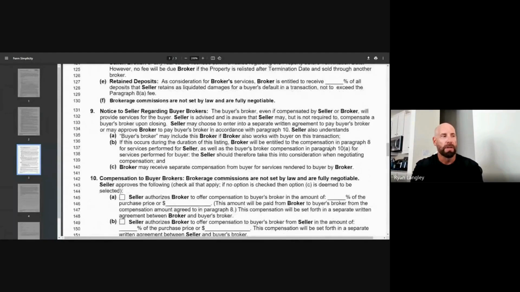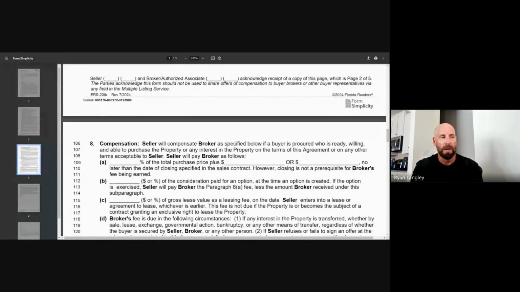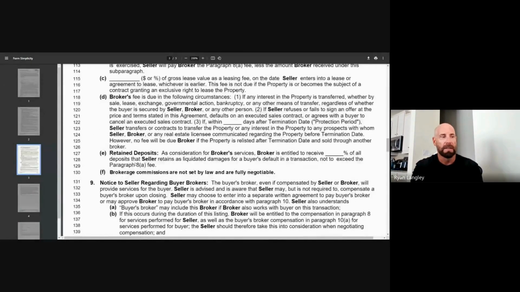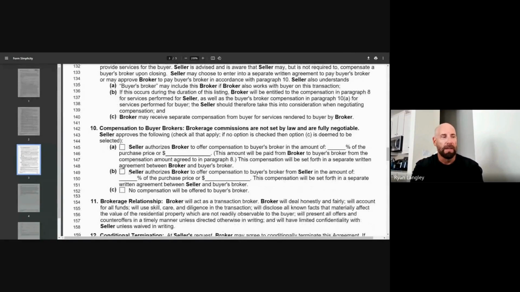If you do the full 5 or 6% or whatever it is here, okay? If not, if you do 2% there or 3% there, whatever your side is getting, and because the seller said they want to negotiate, then you would do seller authorized broker to offer compensation to buyer's broker from seller, and the amount of. In this case, if they want to negotiate it, you'll put see additional terms, and you'll put it in there. Seller wants to negotiate with buyer. That's it.